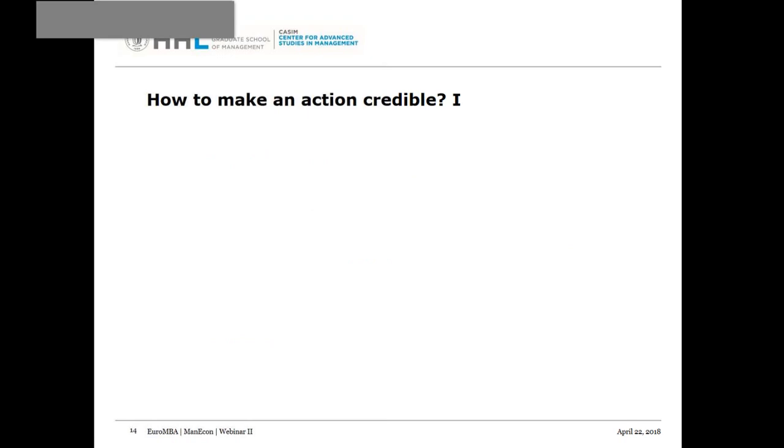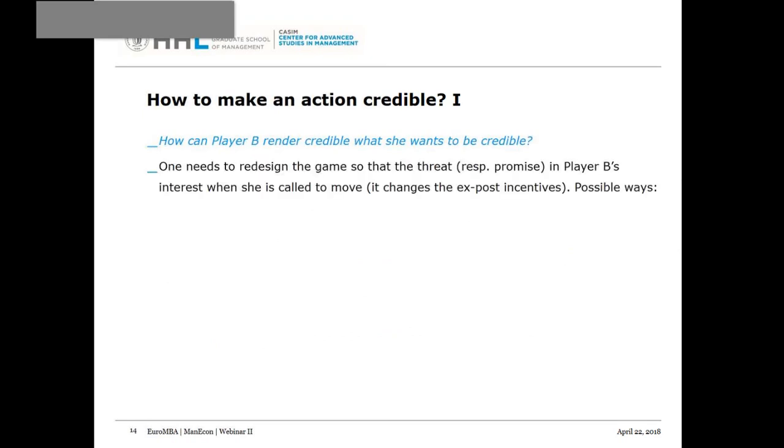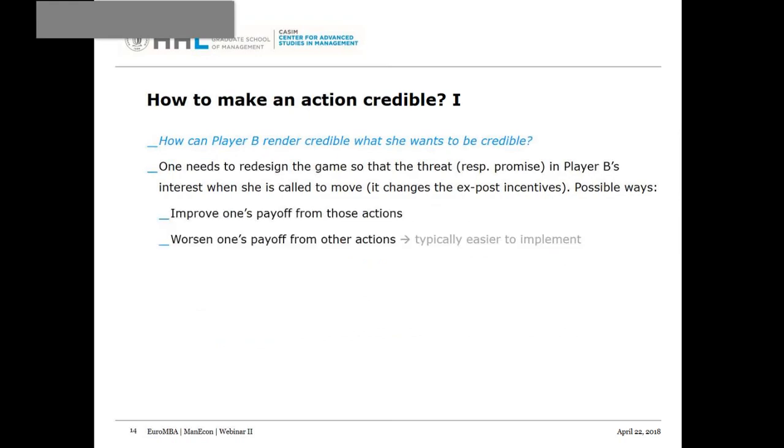So the big question to be asked is how to make an action credible. So how can we make an action credible? This applies to both games, the trust game and the threat game, and one can actually change the game, redesign it so that when you are asked to move, this promise or the threat is the optimal action. So you have to change the incentives ex post. So how can we do it?